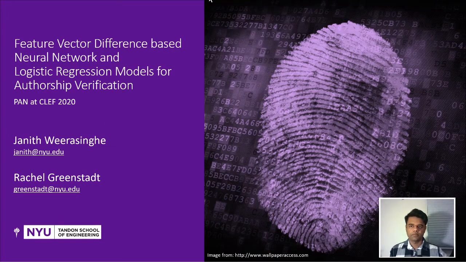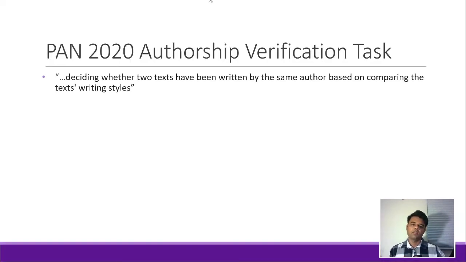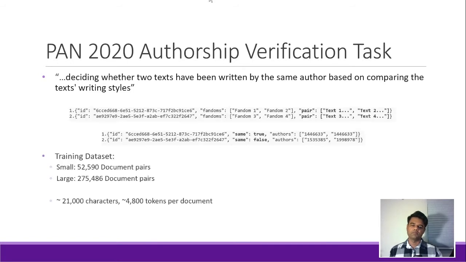First, let's take a brief look at the shared task. The idea was, given two documents, in this case two fan fictions, to predict if they were written by the same person. We were given two datasets, a small one and a larger one, and each contained the document pair and also the fandom that each fan fiction belonged to. But in our particular approach, we did not use the fandom parameter. For training, we were given the ground truth, which includes the author identifier and the label indicating if the two documents were written by the same person.